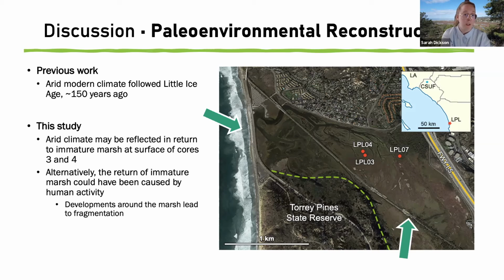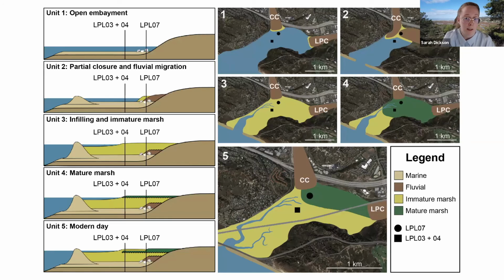We have one final reconstruction figure bringing us up to present day. Here we can see that the mature marsh has retreated and only covers the site for Core 7. We also see the tidal channel restricted further by the sand barrier, which at this point has been altered by humans to support the road that cuts across the mouth.